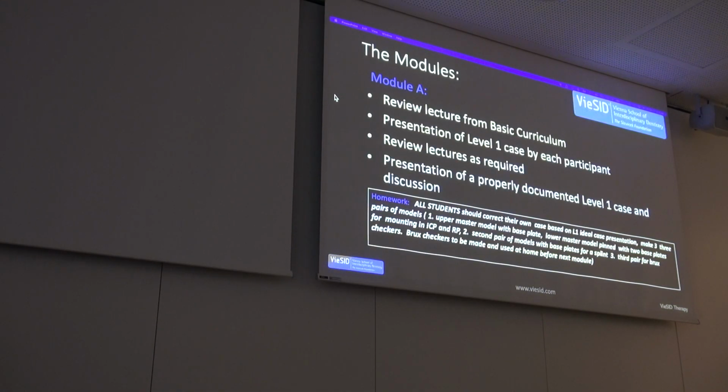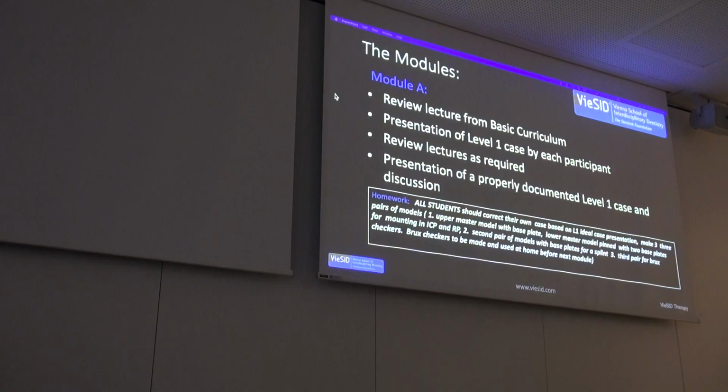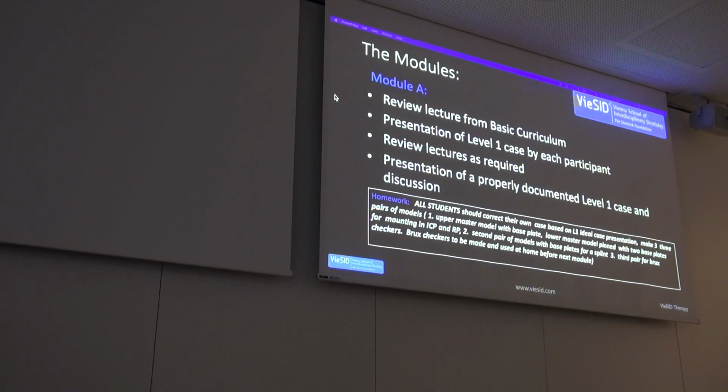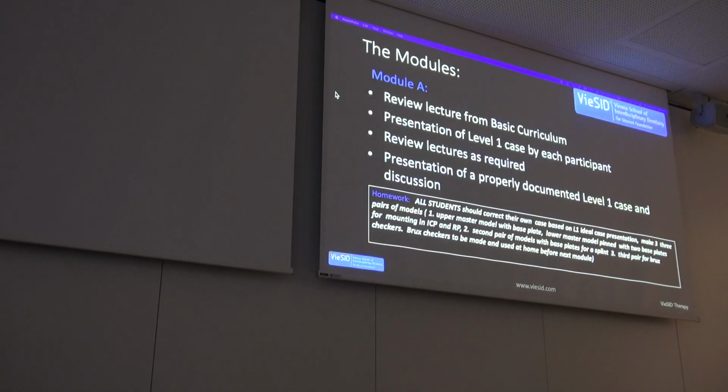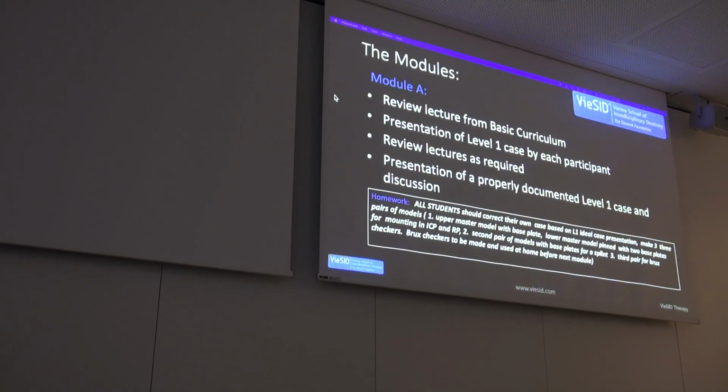Now, one will be kept at home, just to make Bruch checkers, and we're going to have you do those at home so you can bring them next time. The second one is going to be used for mounting a lower master model pin and the upper model, and we're going to do that in ICP and RP, which we'll be doing in the second module. And the second pair of models that you're going to bring with you will be to make a splint.